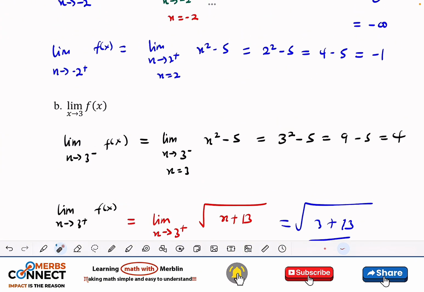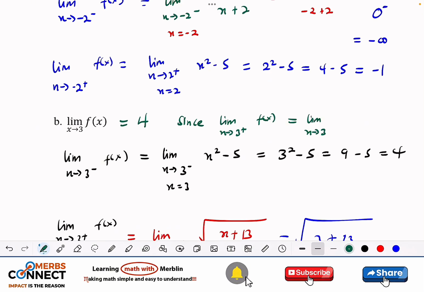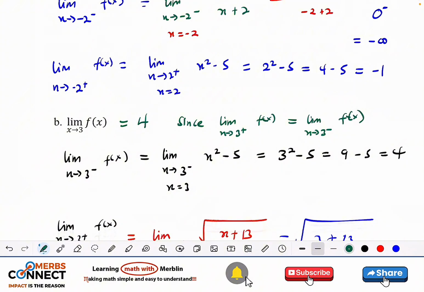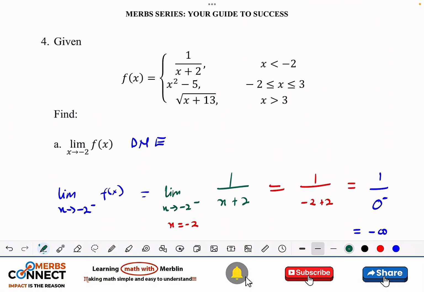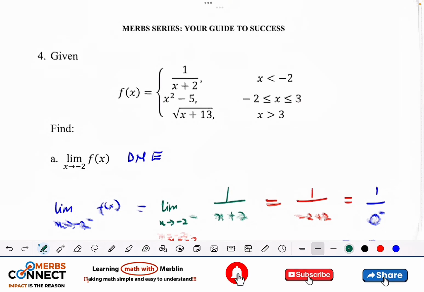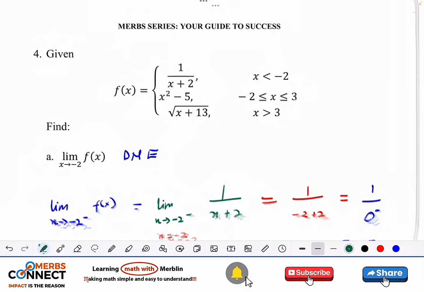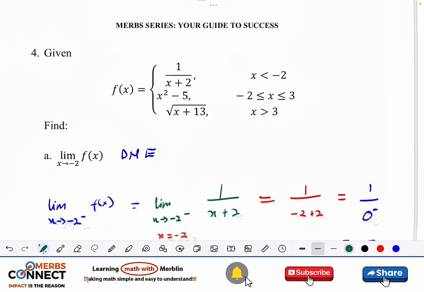So it means that the limit here is going to be 4, since the limit as x approaches 3 from the positive side of f of x is the same as the limit as x approaches 3 from the negative side of f of x. Good. So basically this is one-sided and two-sided limits. And once you are done watching this video, you should be able to work around all questions in the form of one-sided and two-sided limits.